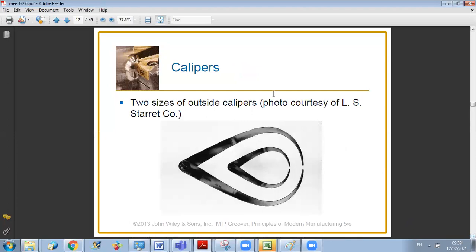Now, this is another type of calipers. These are two sizes of outside calipers. We say it's outside calipers because they are able to measure external lengths. Okay, you put the object in between and you can calculate the length.